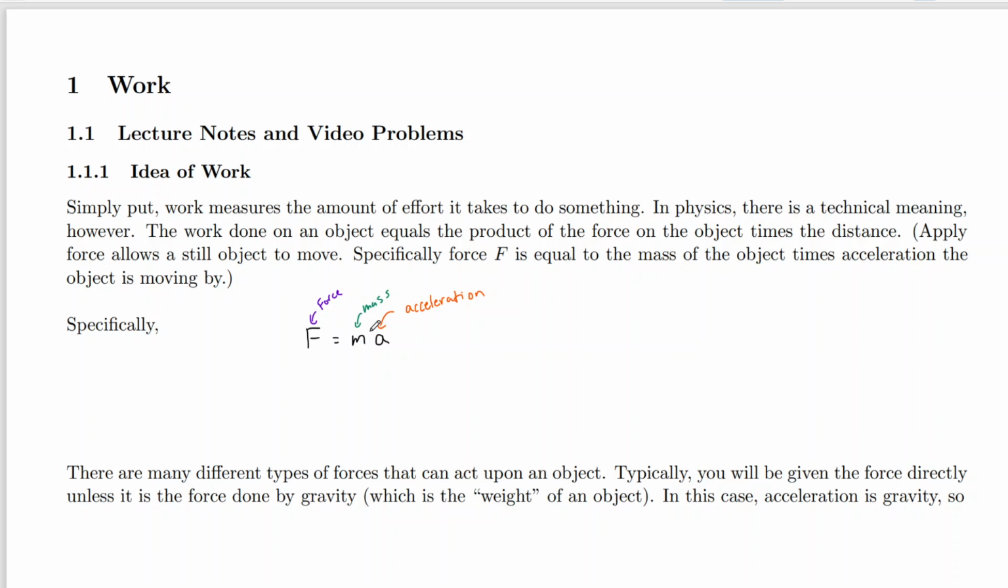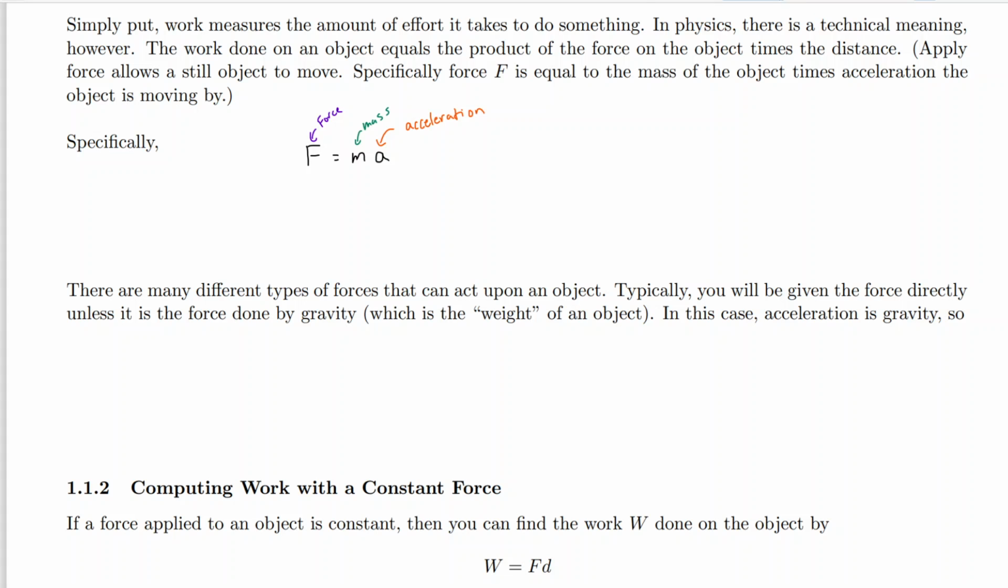Now, this isn't a physics class, so you don't need to have a deep understanding of force. Just know that in general, it's the thing that allows an object to change its speed, and its general formula is F equals m times a. That's going to be good enough for us. Now, there are a lot of different types of force, but the main one that we'll be looking at is the force done by gravity.